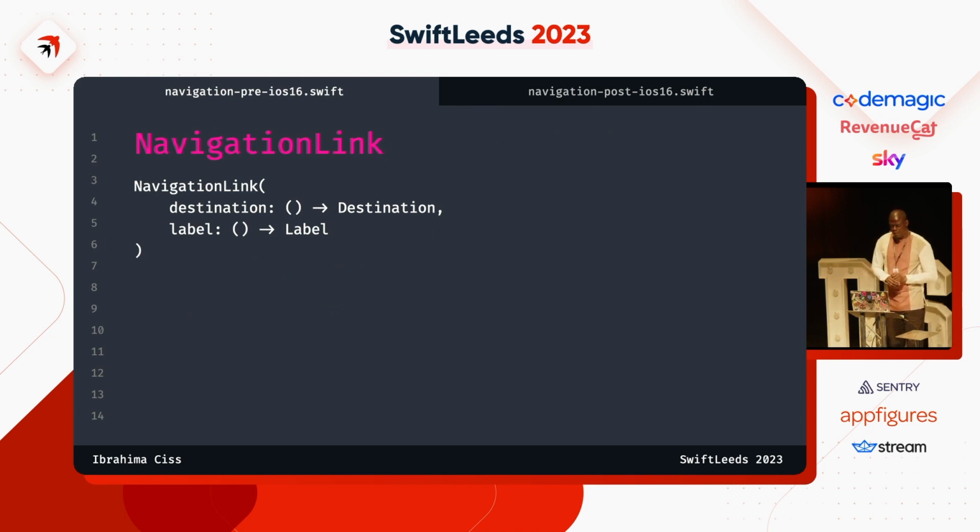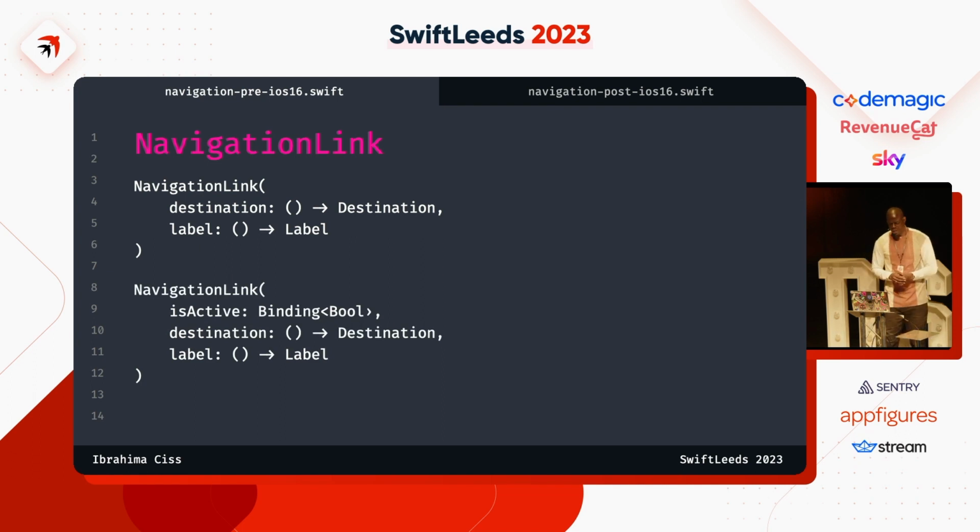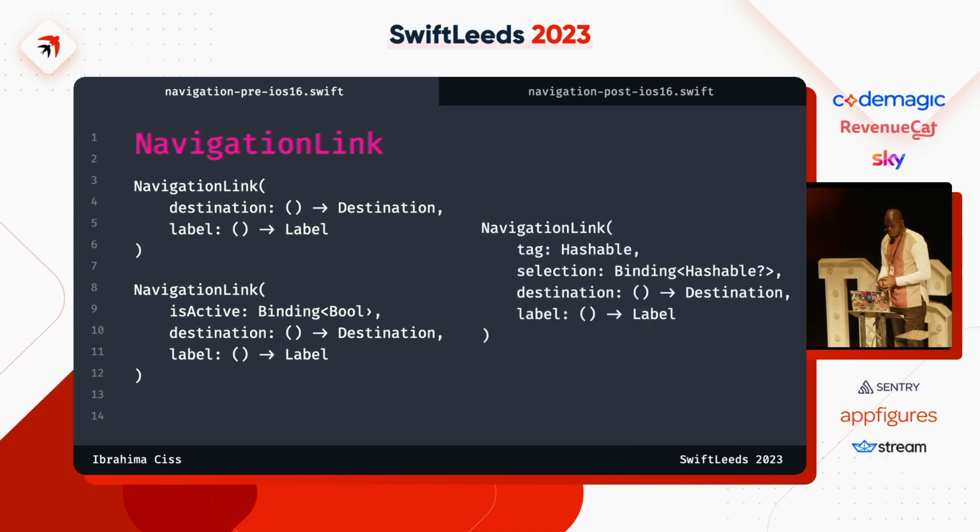We have several initializers for a NavigationLink. We have this one that accepts the destination, and you can put a label, which is just a SwiftUI view. And we have this one, which accepts a binding, with isActive. So when the binding is set, you navigate to the destination. And we have this one, which resembles the binding one, which takes another binding to an identifiable object.